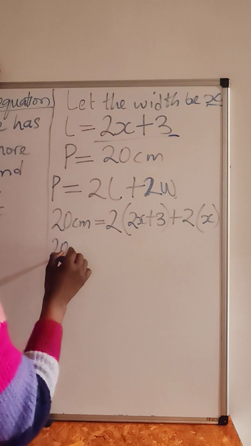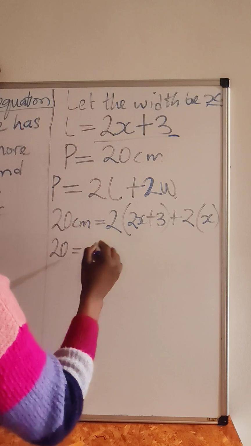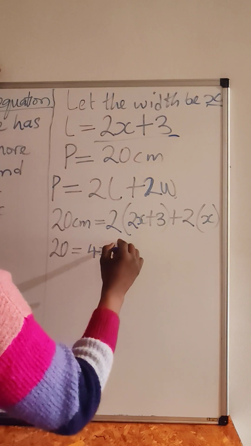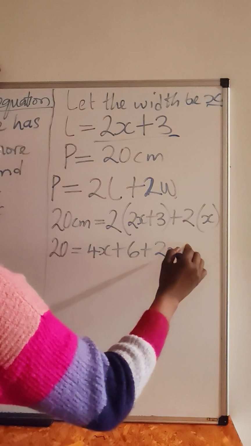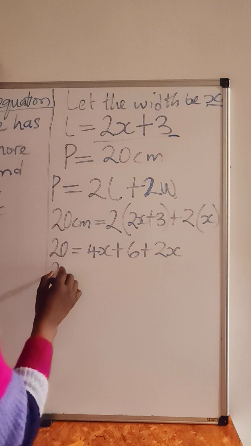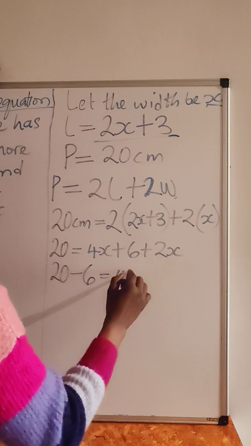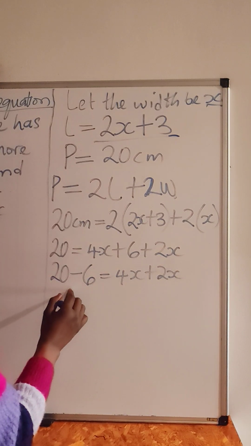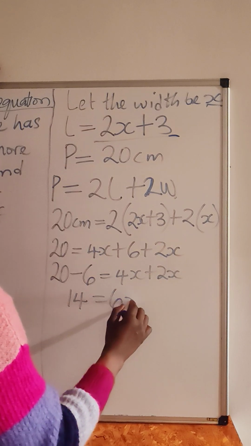Here we have 20 centimeters. We just leave the unit for now and open the bracket. Here we have 4x, 2 by 2x, 4x, 2 by 3, 6, plus 2 by x, 2x. We can collect like terms now. Collecting like terms, we're going to have 6 coming over to become minus 6, 4x plus 2x. And 20 minus 6 is going to give us 14. 4x plus 2x is going to give us 6x.